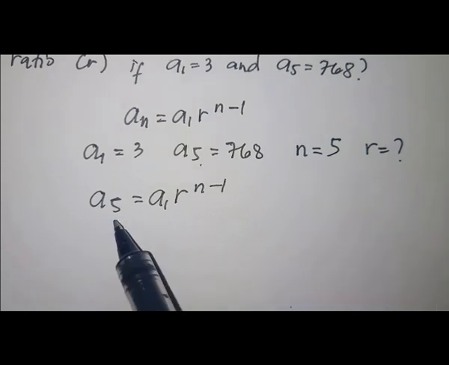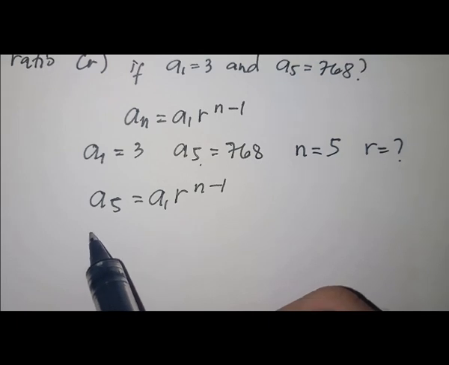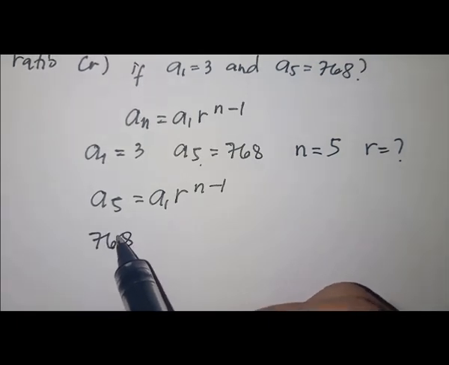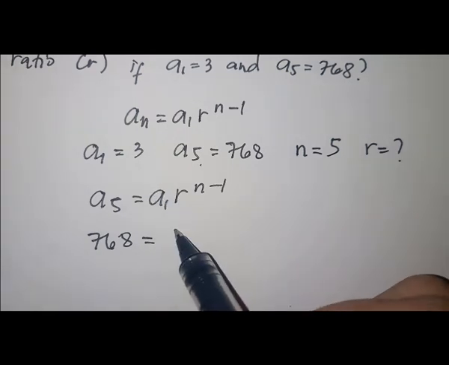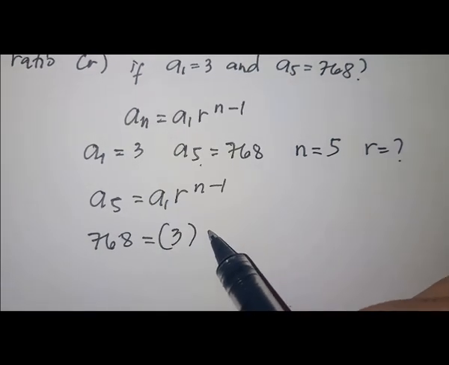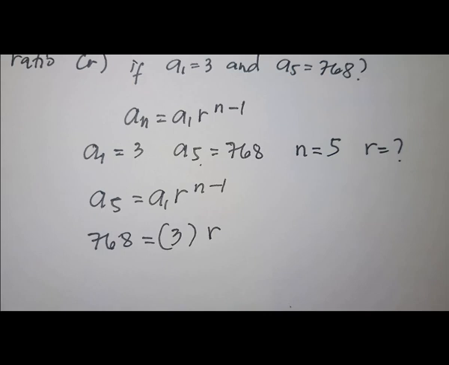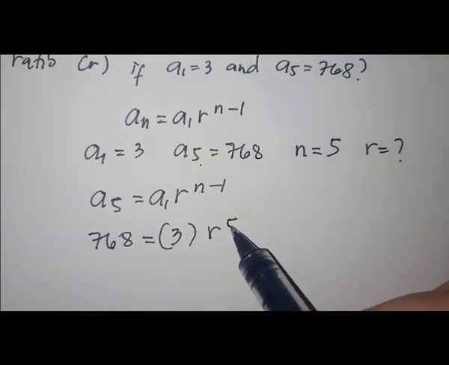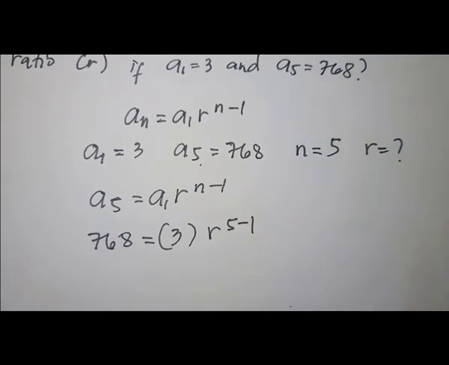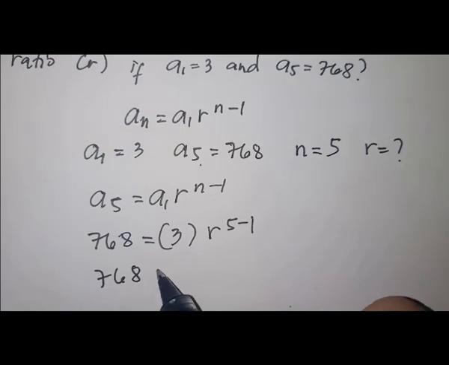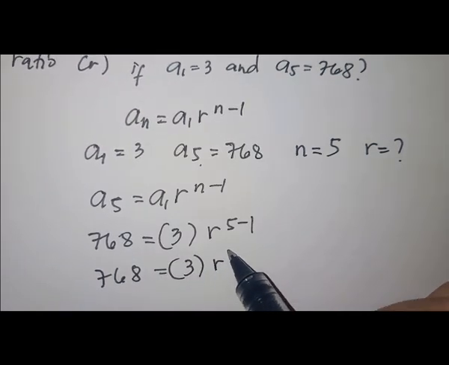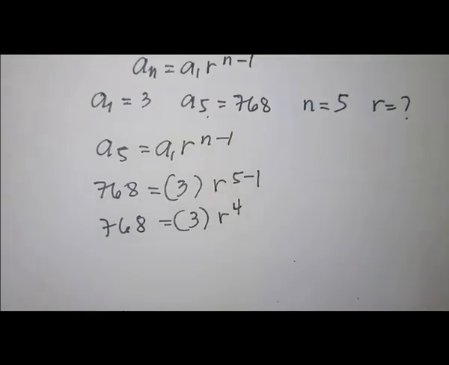Ang a sub 5 natin is 768 equals, ang a sub 1 naman natin ay 3, r is unknown, ang n natin ay 5 minus 1. Okay, so 5 minus 1 will give you 4. So, meron tayong 768 equals 3 times r raised to 4.